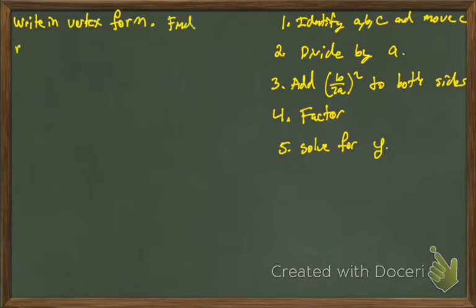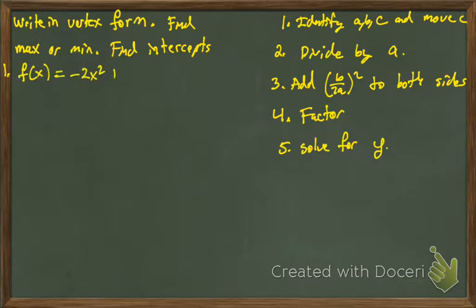So we're going to look at writing in vertex form. We're going to identify if it's a maximum or minimum, so we need to know if the parabola is opening up or down. And then we'll also find the intercepts there, okay? So the first graph we're going to look at is f of x equals negative 2x squared plus 4x minus 5. So we're going to follow the steps, identify our ABCs.